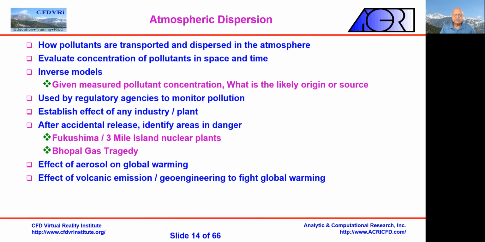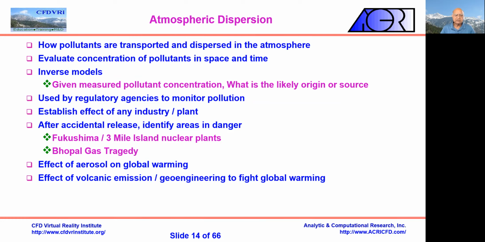So in the dispersion, we basically say that pollutants transport and disperse, and we see how it works in the atmosphere, how long they go, how far they go, and what the concentration is. That's what atmospheric dispersion is. So we need to find out the concentration in space and time.